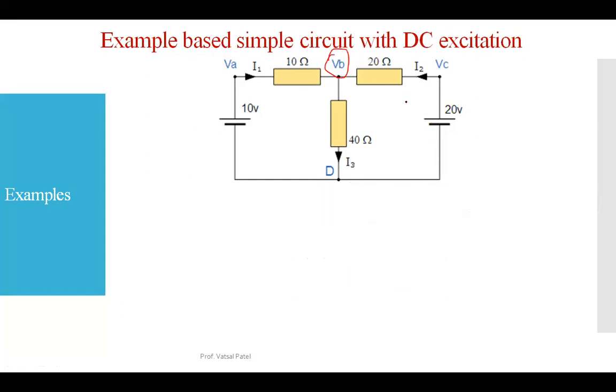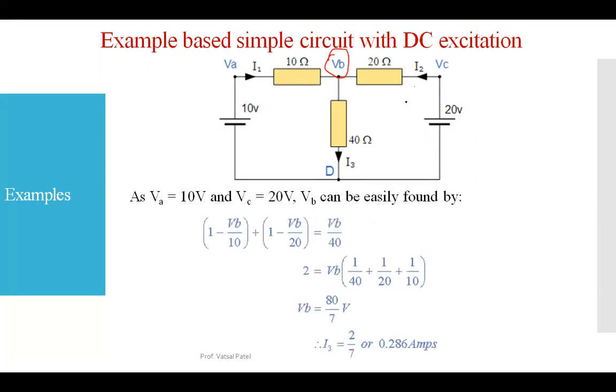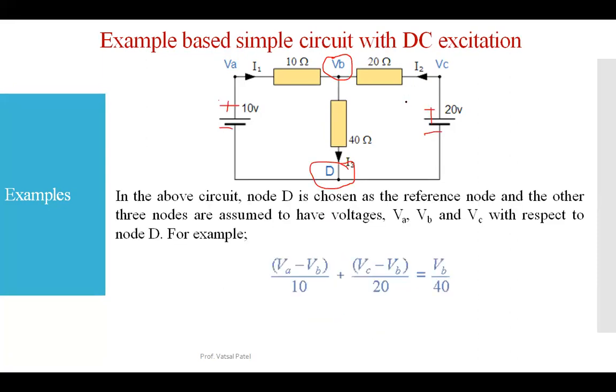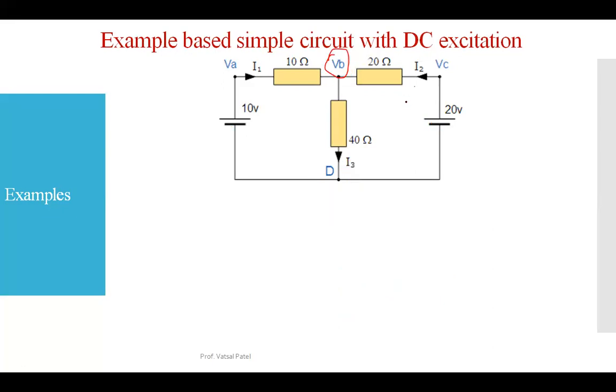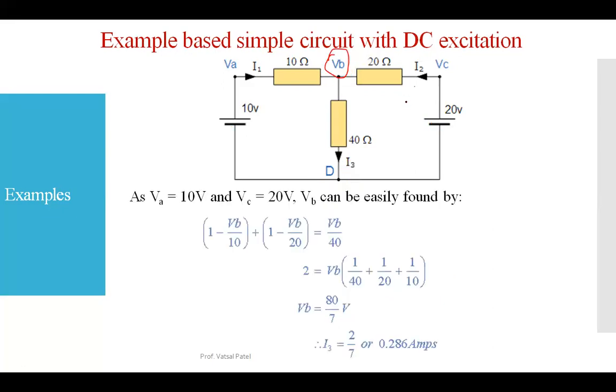Now when you select VA is equal to 10 volt and VC is equal to 20 volt, you just apply these values over here in this equation. You just put the value of VA and VC in this equation and you will identify the VB. So in the calculation given here, after putting the VA and VC values into our previous equation, we will get the VB value, that is 80 by 7 volt. And from that you can identify the current value of I3.